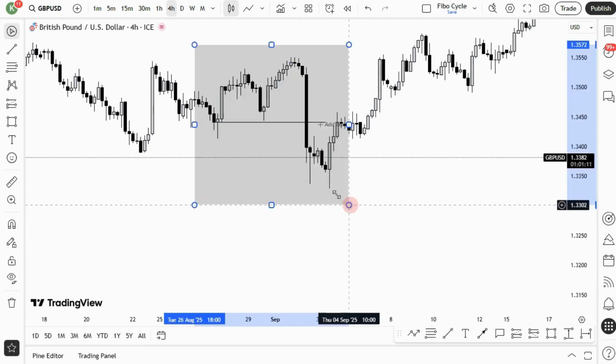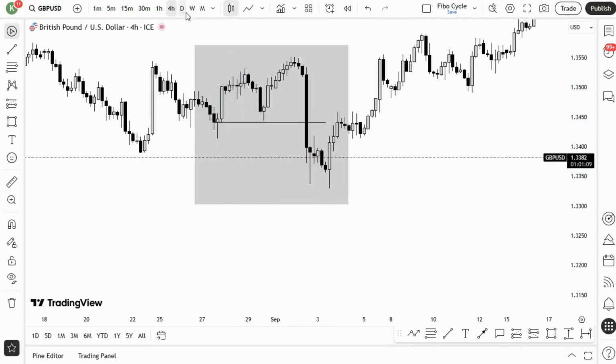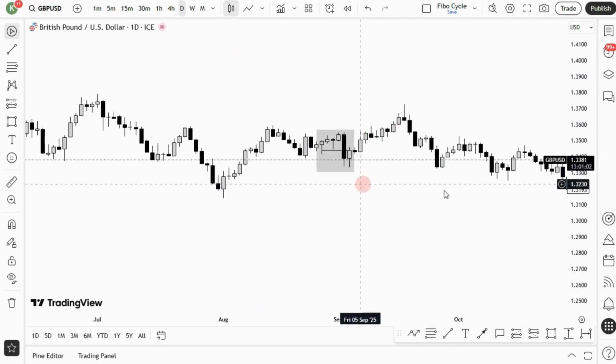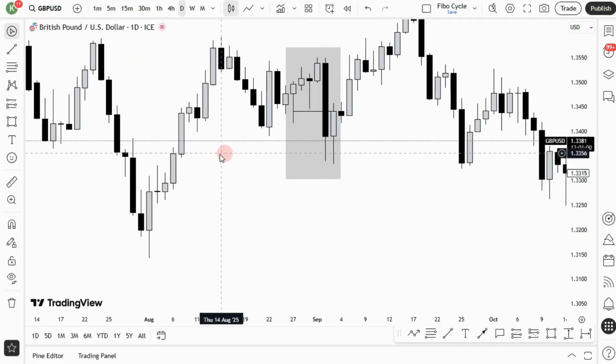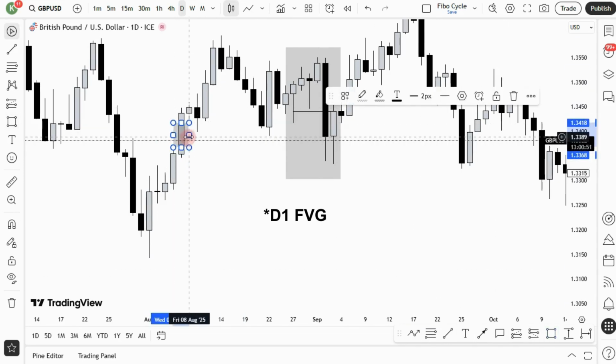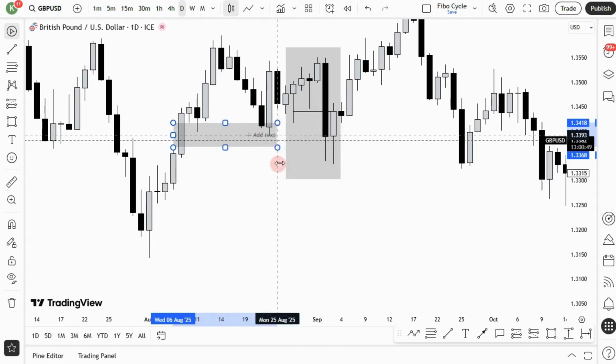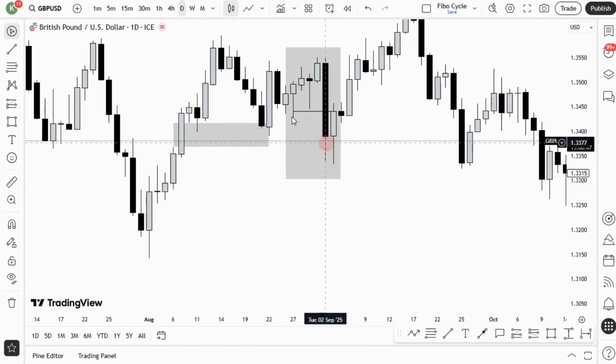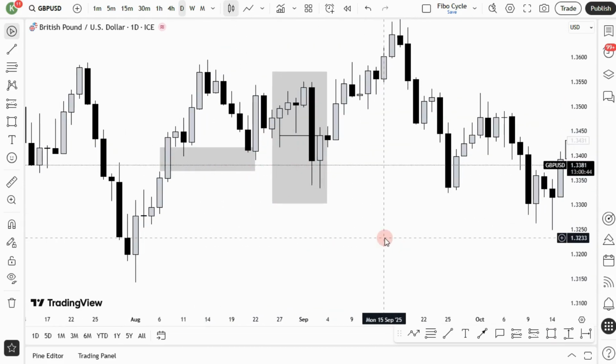So this is H4. Let's see what this is in the higher time frame. So if we scale up to D1, this is it. You can see in D1, what did we have here? We have an H1 fair value gap here. So for us to enter a sell, we have to wait for this to get disrespected to then look for a sell. So that is how we can use FVG to make an entry.